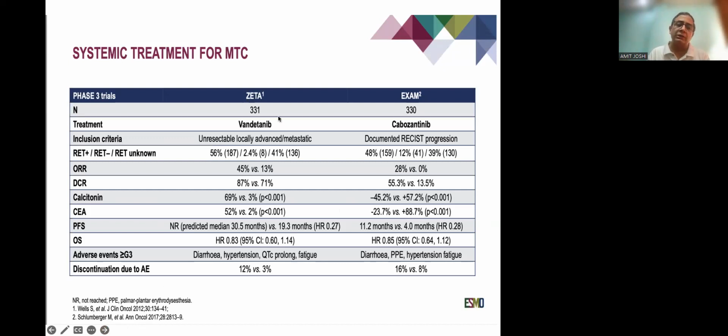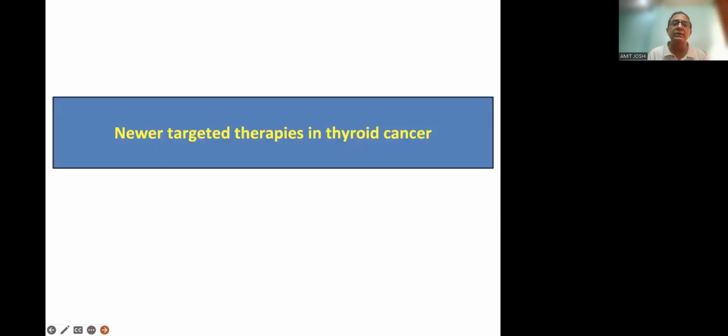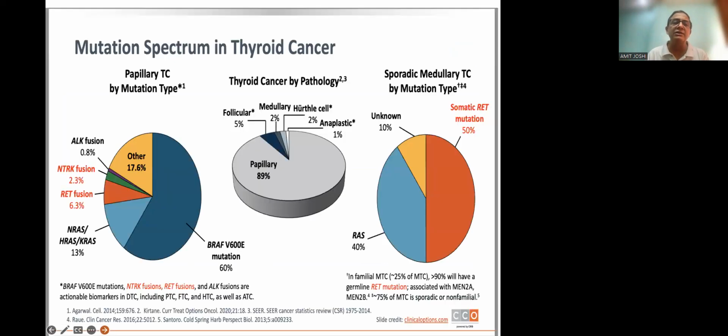But compared to vandetanib, cabozantinib is much more potent and is commonly used in metastatic medullary thyroid cancer which is progressing. That point is very important to understand. So this was the traditional targeted therapy era. As the science has improved, newer targeted therapies have come into the picture, and the most important, number one player in this is the RET mutation, which we discussed.